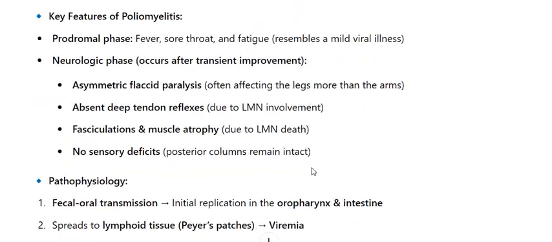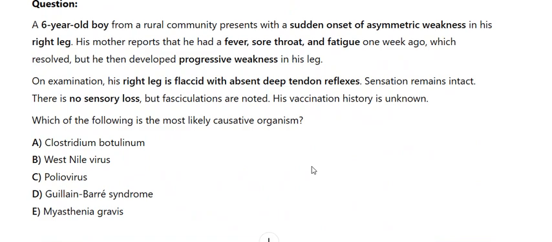USMLE-style question on poliomyelitis. Question. A 6-year-old boy from a rural community presents with a sudden onset of asymmetric weakness in his right leg. His mother reports that he had a fever, sore throat, and fatigue 1 week ago, which resolved, but he then developed progressive weakness in his leg.